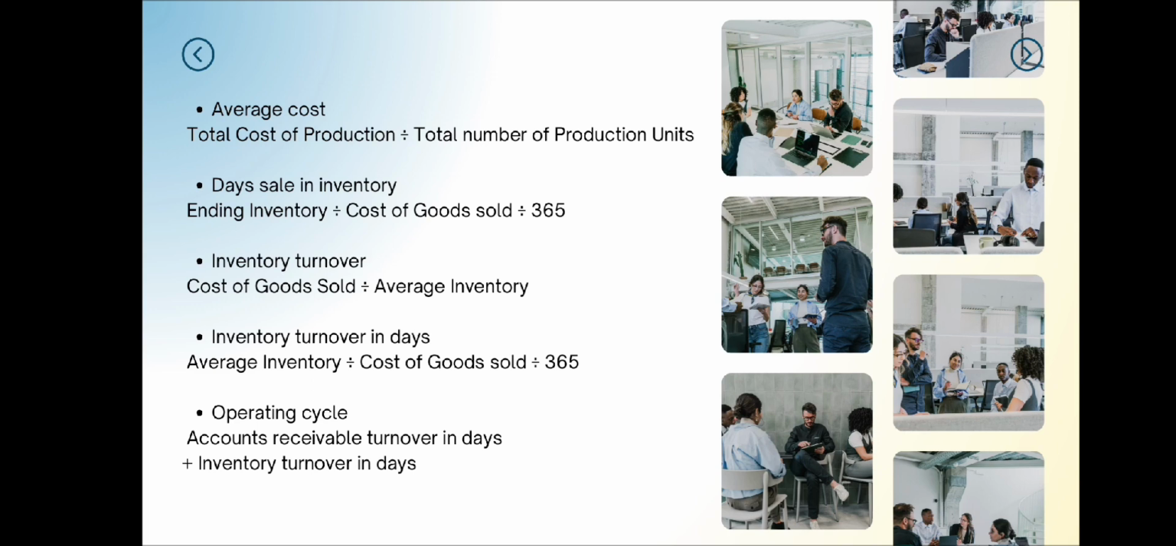Inventory turnover in days is equal to average inventory divided by cost of goods sold divided by 365, and operating cycle, which is equal to accounts receivable turnover in days plus inventory turnover in days. These formulas will be used as we solve our sample problems in a while.